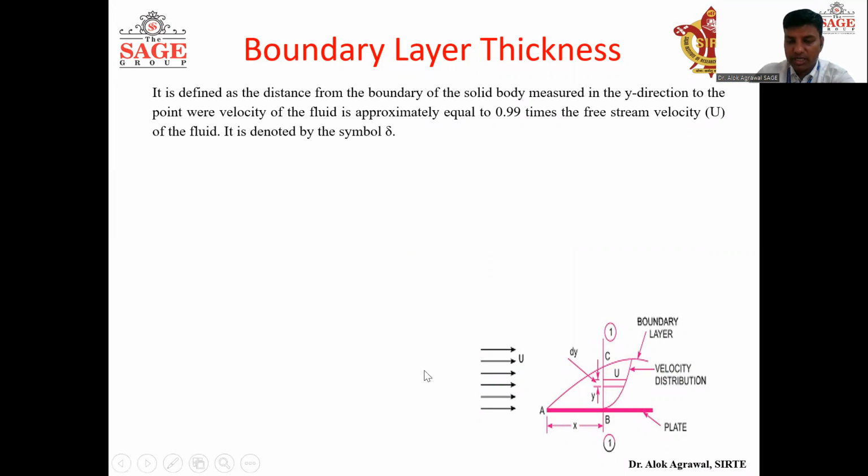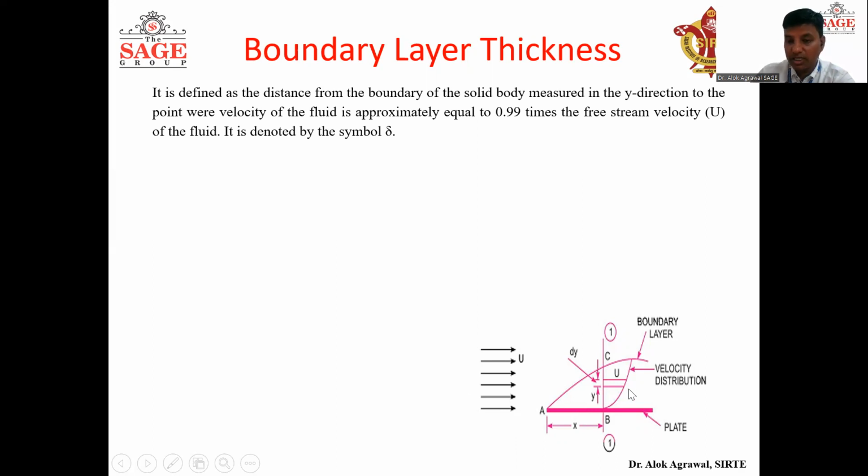If a solid body is kept in a flowing fluid, that solid body is represented by AB, then boundary layer thickness is defined as the distance from the boundary, from this plate or solid boundary, measured in y direction. Y direction means perpendicular to the AB, to the point where the velocity of the fluid is approximately equal to 0.99 times the free stream velocity U of the fluid. What does it mean? That boundary layer thickness is defined as the distance from the plate in y direction where the fluid velocity will attain again 99% of the actual velocity.